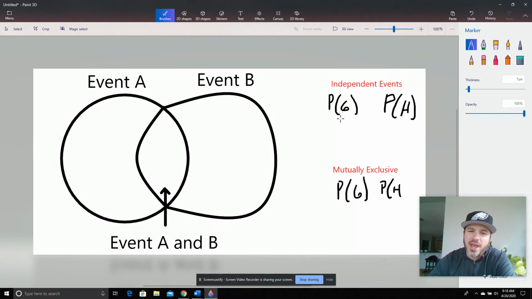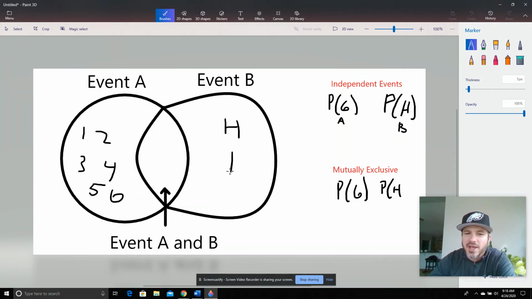If this is event A, if this is the first thing that I do, then the event A here is rolling the die, and I could get a 1, a 2, a 3, a 4, a 5, or a 6. So these are all the possible outcomes of event A. And here's event B and its possible outcomes of heads and tails. So you can see that these are independent events because when I roll the die, it has nothing to do with the coin, so it's not affecting the probability.